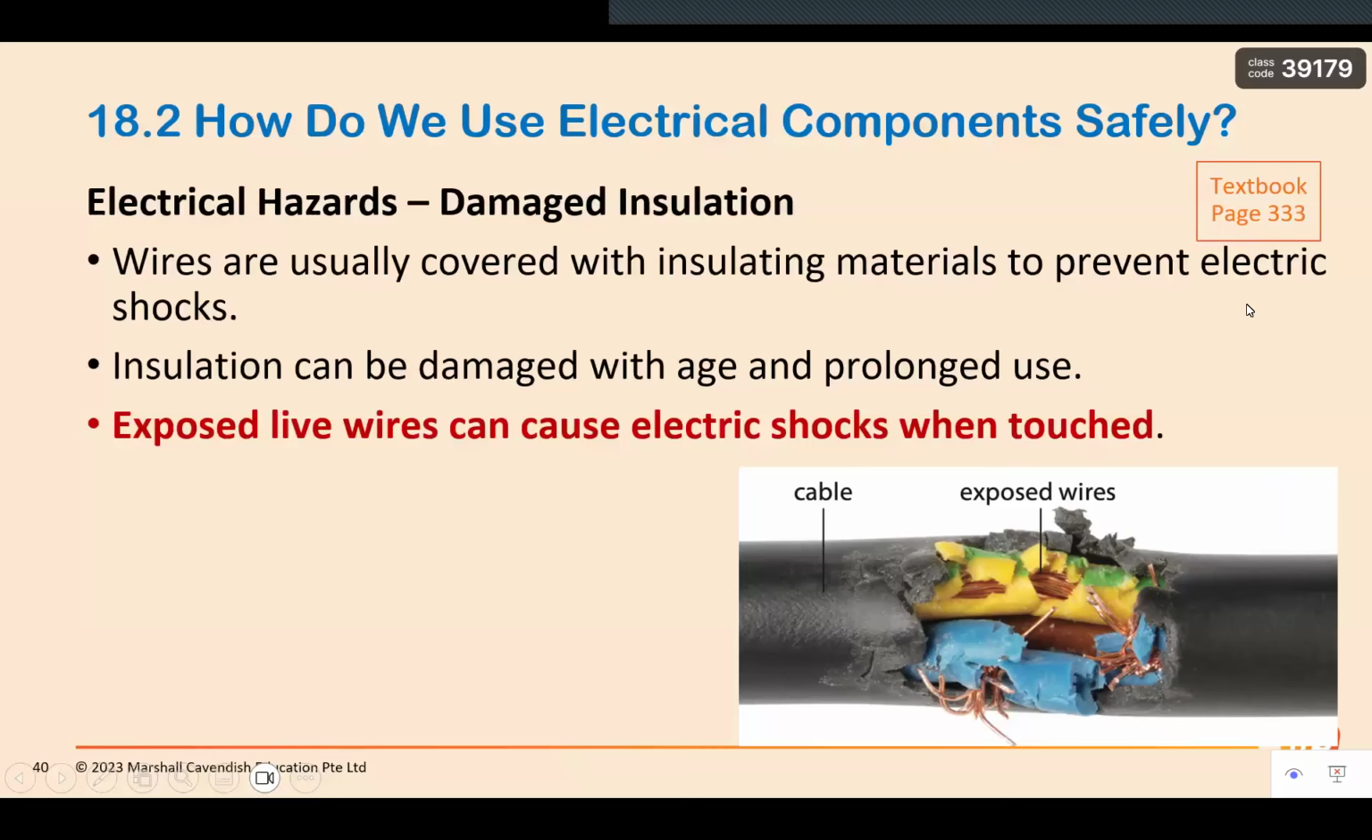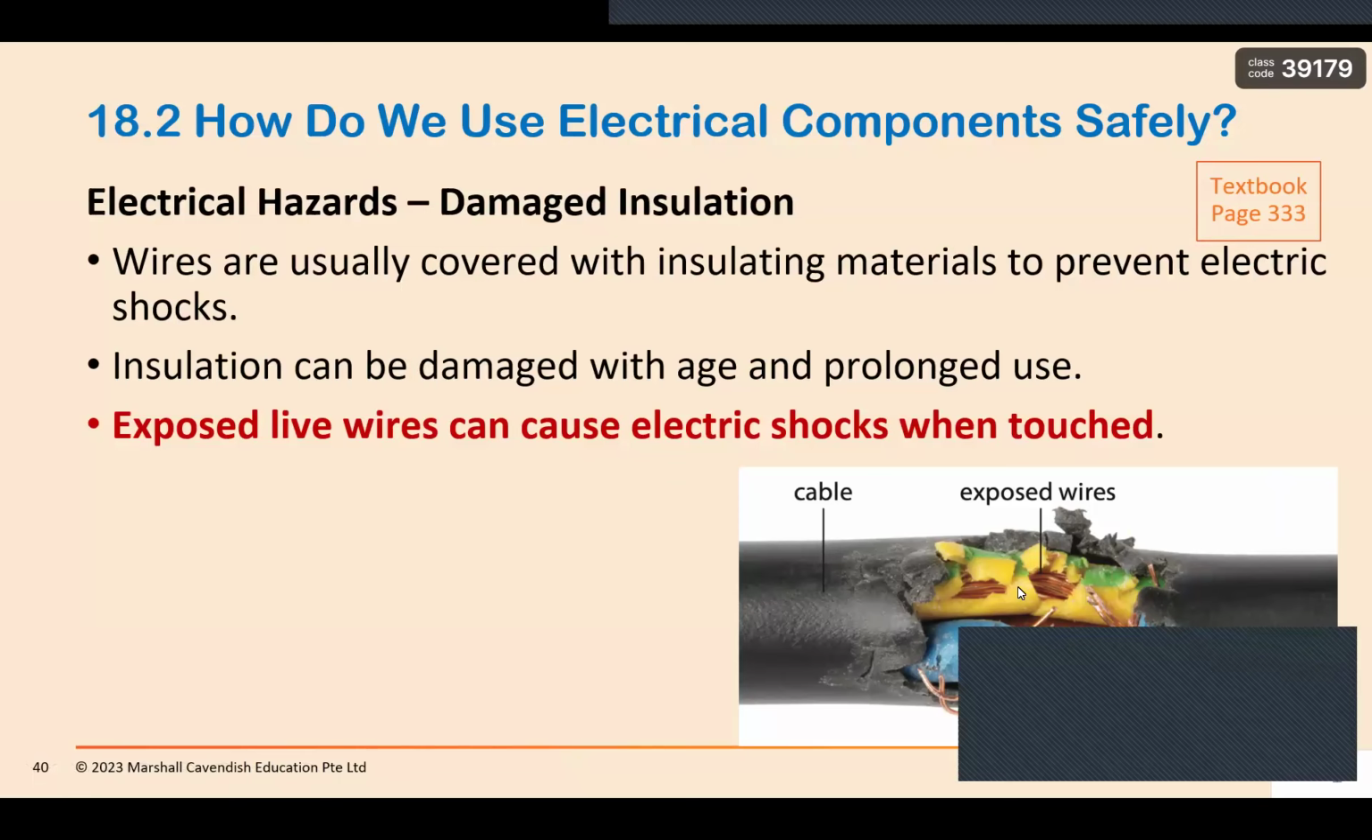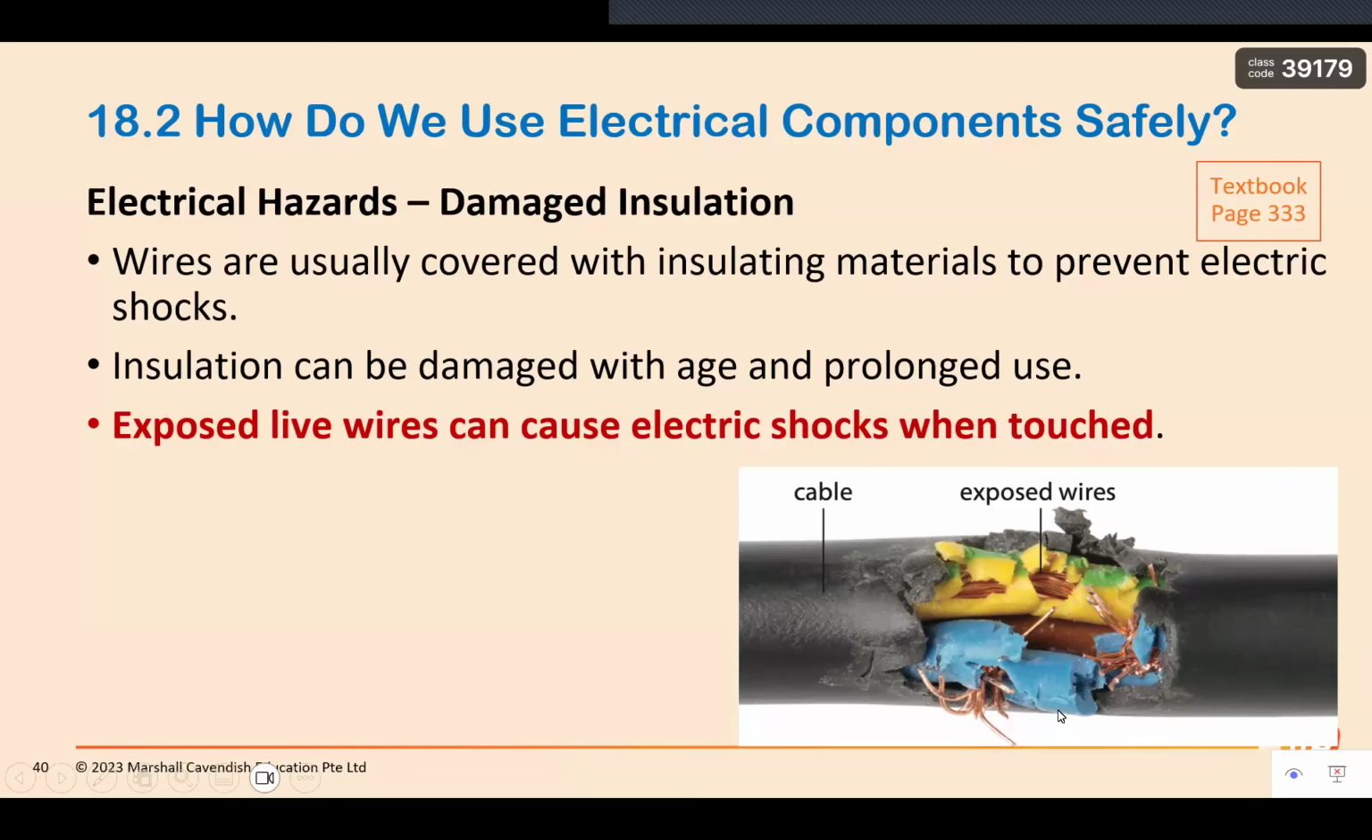So we go on into the first scenario that might cause electrical hazards, which is either a fire or electric shock. The first one is damaged insulation. We know that all our wires are usually covered with insulating materials to prevent electric shock. It prevents anyone from touching the bare wires. But insulation can become damaged with age and prolonged use. There is wear and tear, and therefore the insulation gets damaged. And once the insulation gets damaged, your wires are exposed, as shown in this picture.